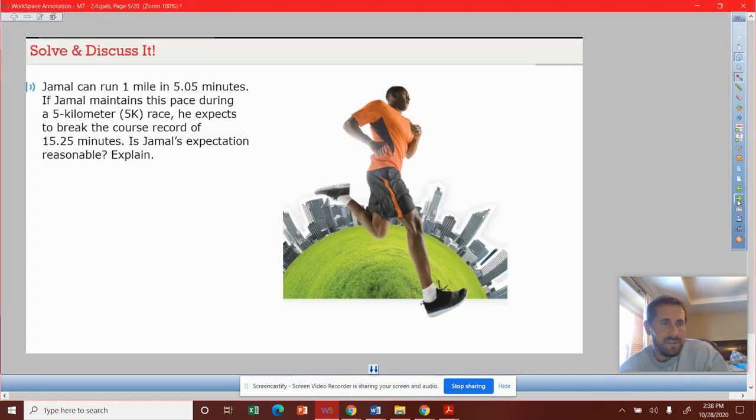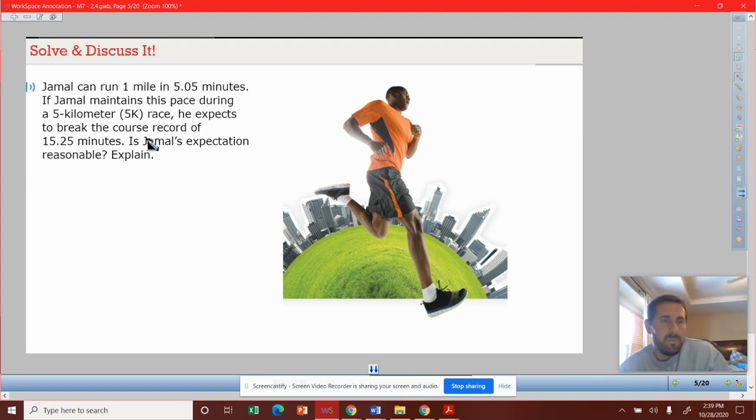So let's start our solve it. Jamal can run 1 mile in 5.05 minutes. If Jamal maintains this pace during a 5 kilometer or 5K race, he expects to break the course record of 15.25 minutes. Is Jamal's expectation reasonable? Explain. Okay. So we've got to do some math here and figure out. We know how many minutes he runs a mile in, but do we know his rate of speed based on kilometers?